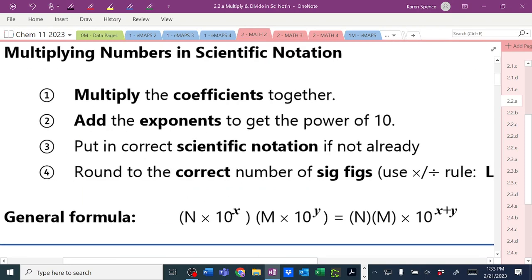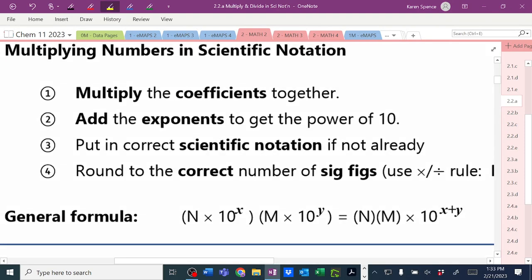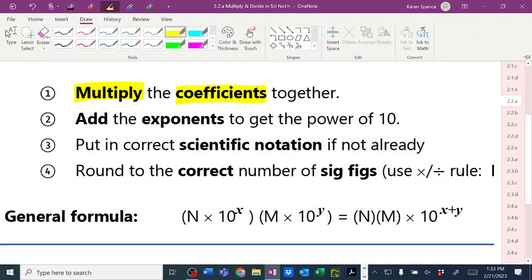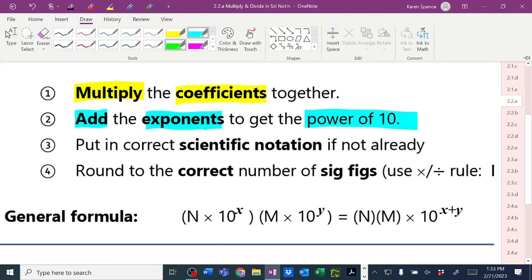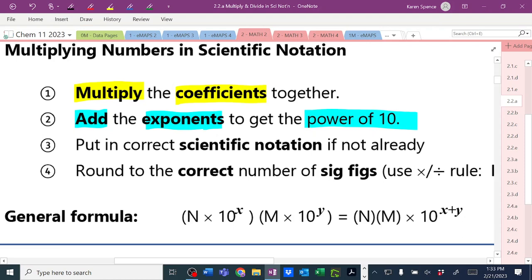So what we're going to do is we are going to multiply the coefficients. We are going to add the exponents to get the power of 10. We are also going to, and it doesn't matter what order you do this in, put it in correct scientific notation and put it to the correct number of sig figs. Okay?